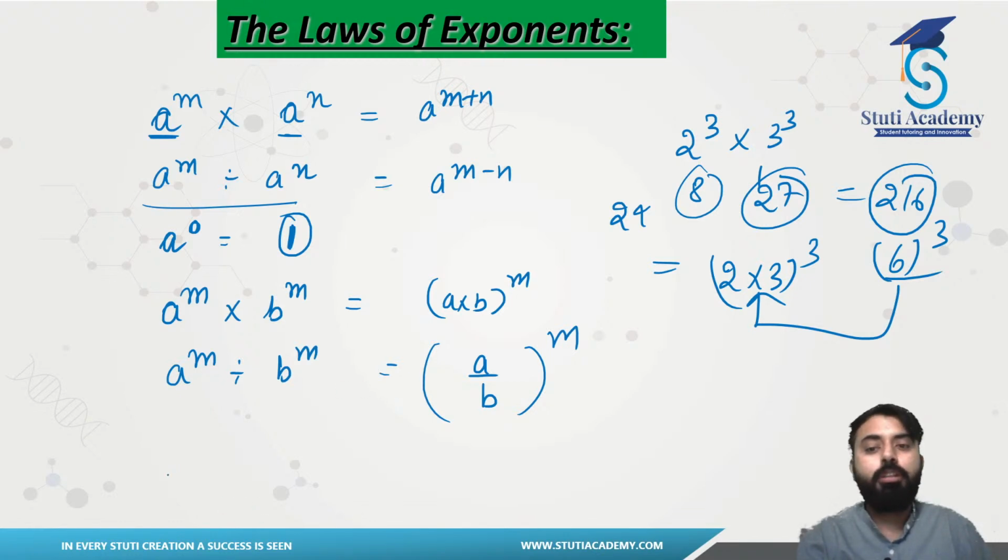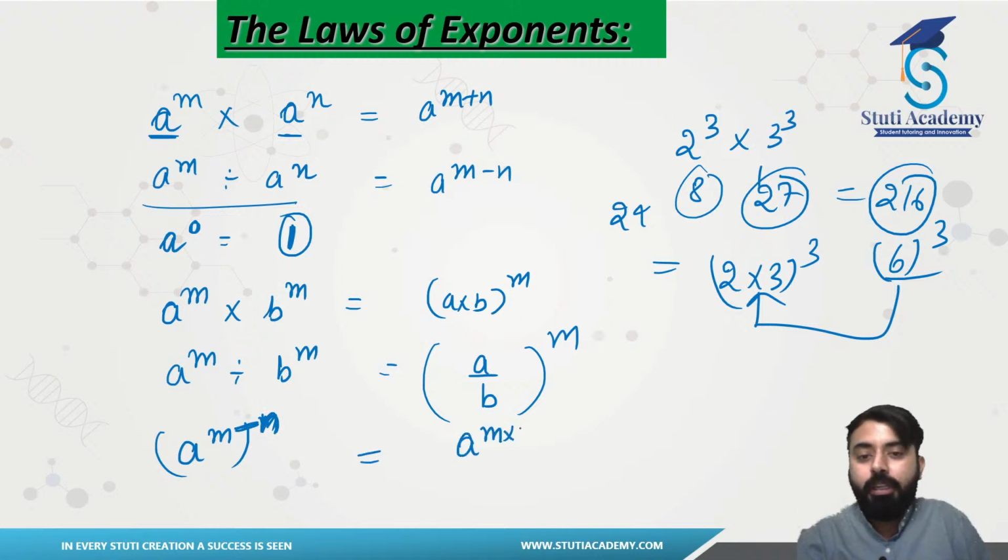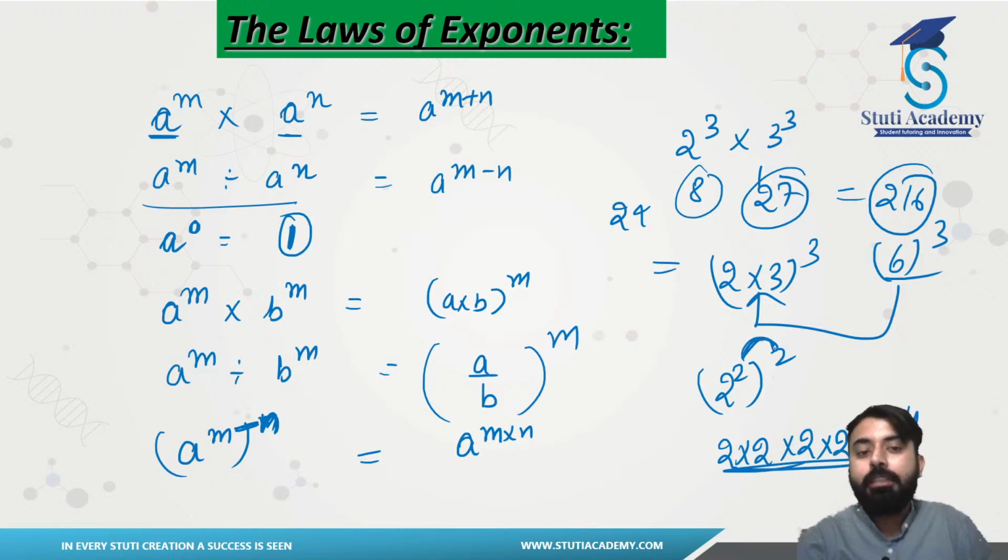And one more thing, just keep in mind, if you have power over power, that means a raised to power m whole power n, then these two powers will multiply. That means a raised to power m multiplied by n. That is the whole point here. Reason being, let's say if I have 2 raised to power 2 and whole power 2, that means I have to write this one twice. So that will be 2 into 2 into 2 into 2, that is 2 raised to power 4, or in short, just multiply these two powers.